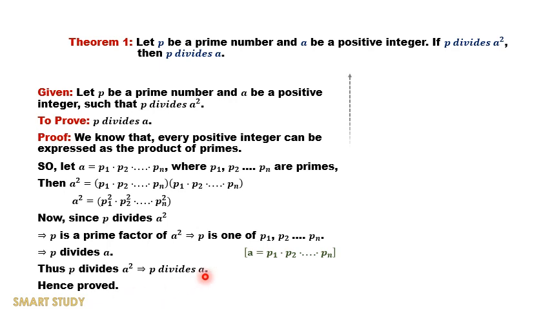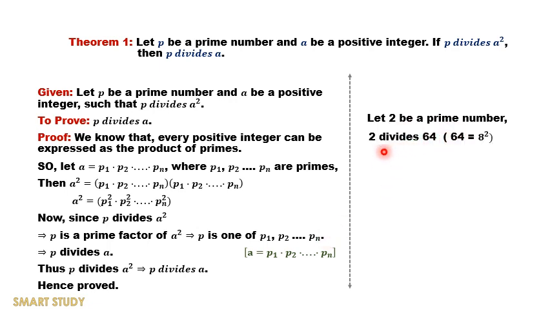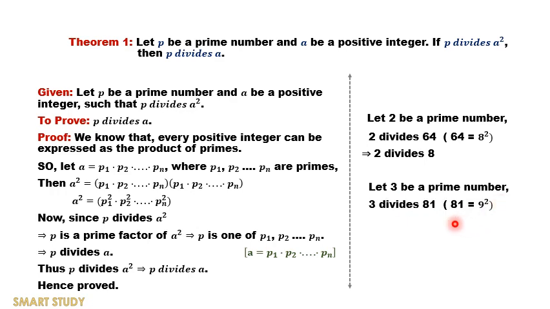We'll see the example. Let 2 be a prime number, then 2 divides 64. So 64 is nothing but 8 square. So 2 divides 8. We'll see another. Let 3 be a prime number. 3 is a prime number here. Then 3 divides 81, that is 9 square. Then 3 divides 9. I hope you understood.